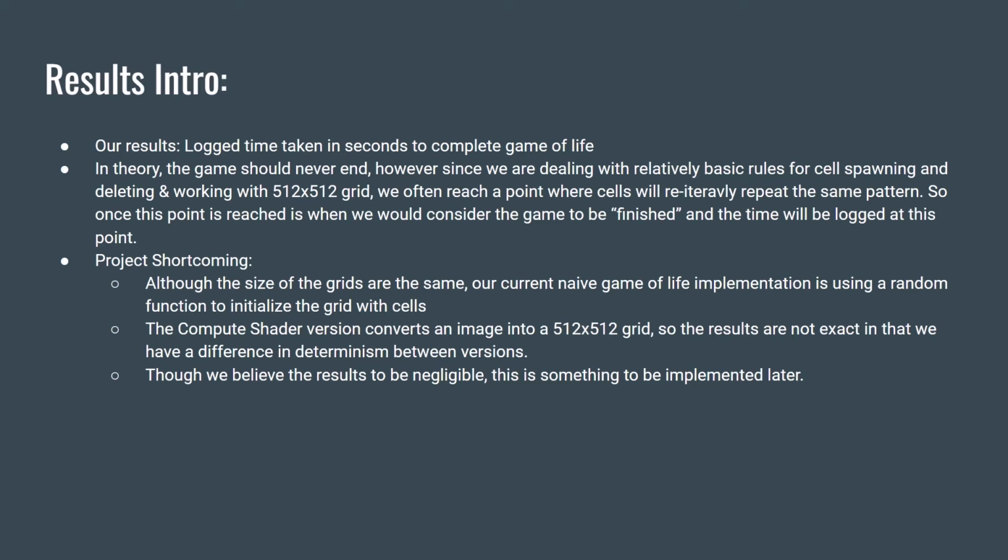Currently, a project shortcoming is that although the size of the grids are the same in the naive and the compute shader implementations, the naive implementation is using a random function to initialize the grid, as opposed to the compute shader version, which is converting images to an output texture to initialize the grid. So there's a difference in determinism between the naive and the compute shader implementation. However, we think that the results we found make this negligible.